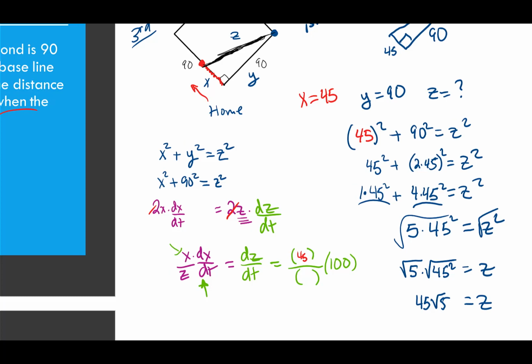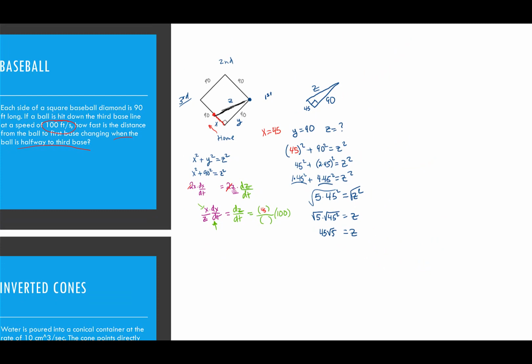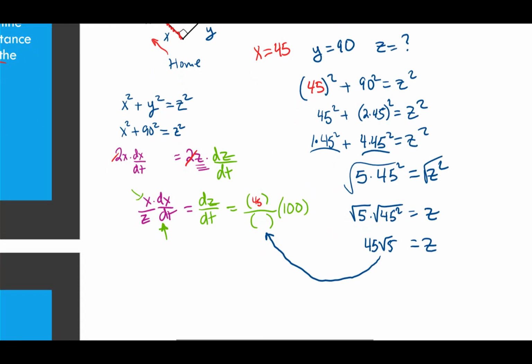Now we just need to make sure we put our proper units in there, and we're saying that's feet, right? Oh, we don't need the units yet. We just need to pop this right back in here. So we get 45 over root 5. We look up top, and the 45s just cancel out. We're going to find that our dz/dt, the change in our z with respect to time, is going to be 100 over root 5.